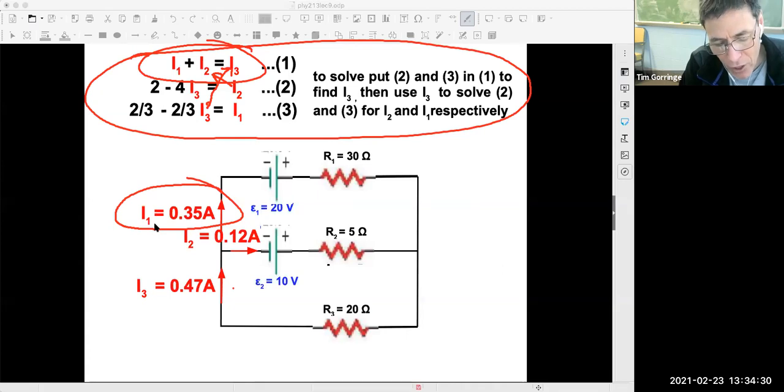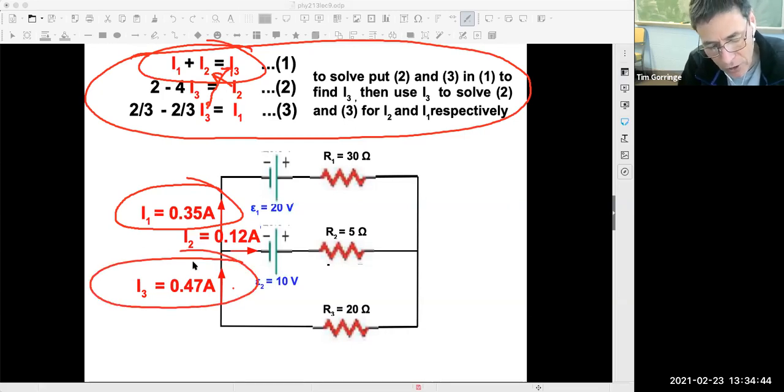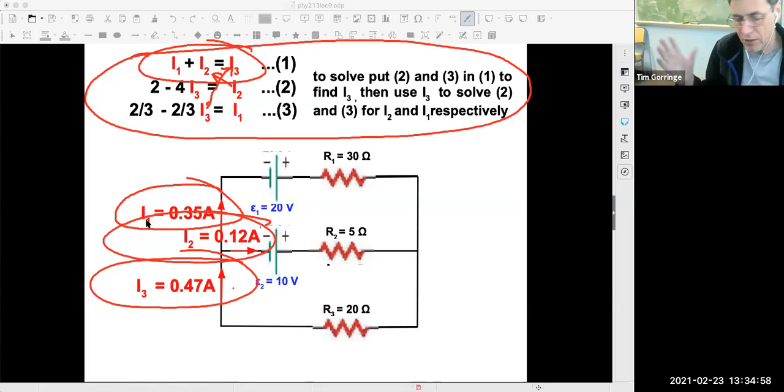And then once you know I1, you can solve for I3 from this equation. You'll find that's 0.47 amps. And once you know I3, you can solve I2 from the second equation. Find it's 0.12 amps. And so that's the mathematics of solving those 3 equations for 3 unknowns. I wanted to show you it to make the story complete, but you wouldn't be asked to do that on an exam.